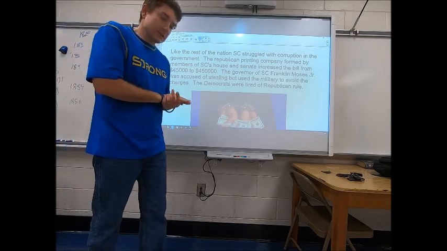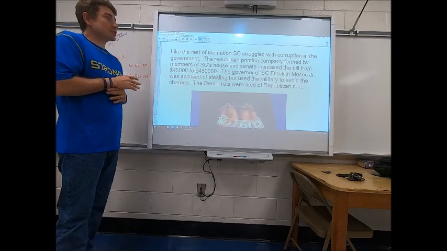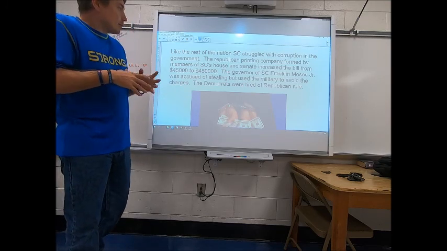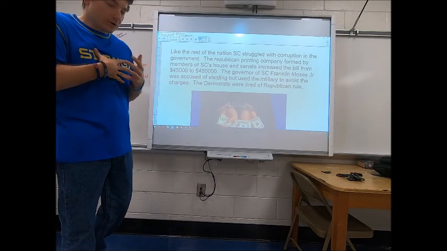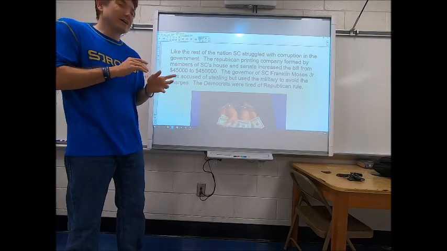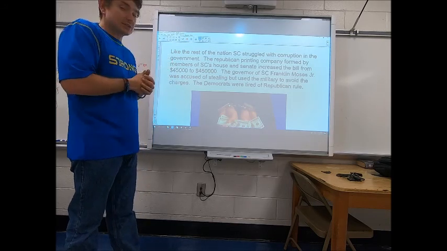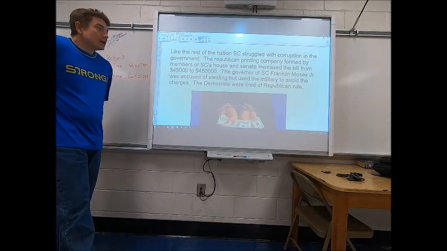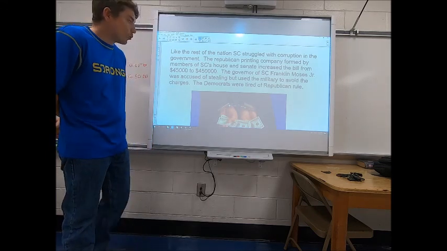Grant, as president, his administration had lots of corruption, not Grant himself, but the people in charge. But the Republican Printing Company is formed during this time. The Republican Printing Company printed every document for our state. A bill comes for $45,000. Well, the Republican Printing Company changes it from $45,000 to $450,000. Basically, they just stole $400,000 from our state government. The governor of South Carolina, Franklin Moses Jr., is accused of stealing, but he actually uses martial law, the military, to avoid the charges.